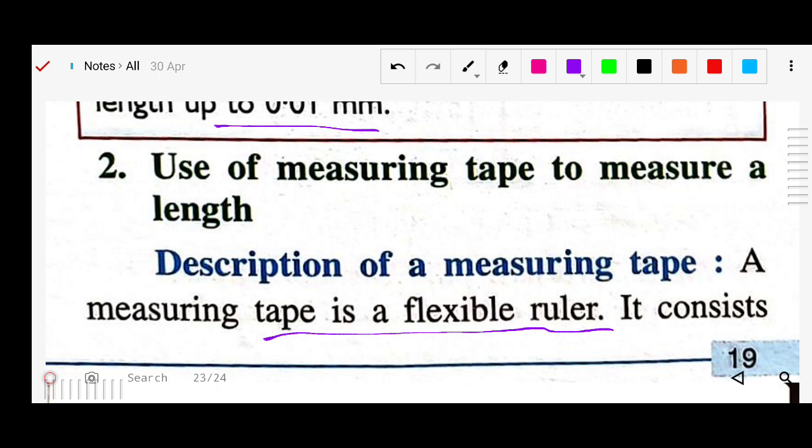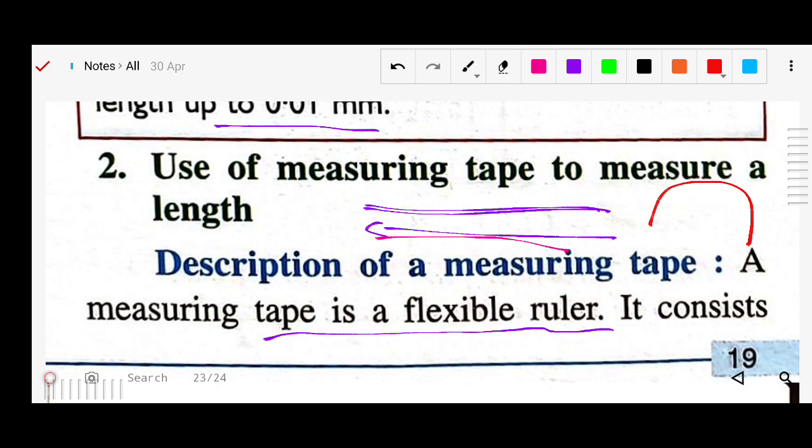Only the straight lengths you can measure out. So to measure the straight one, suppose this is the straight one, you can simply use your scale and measure it. That was your meter rule. But suppose this length you have to measure. In this case, can you measure this by your simple meter rule?